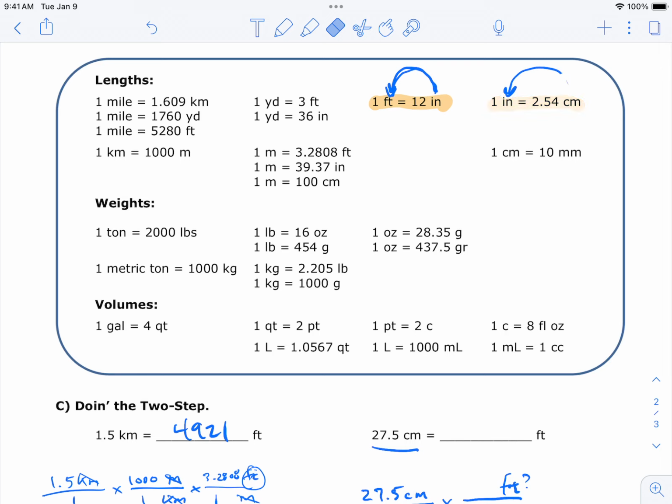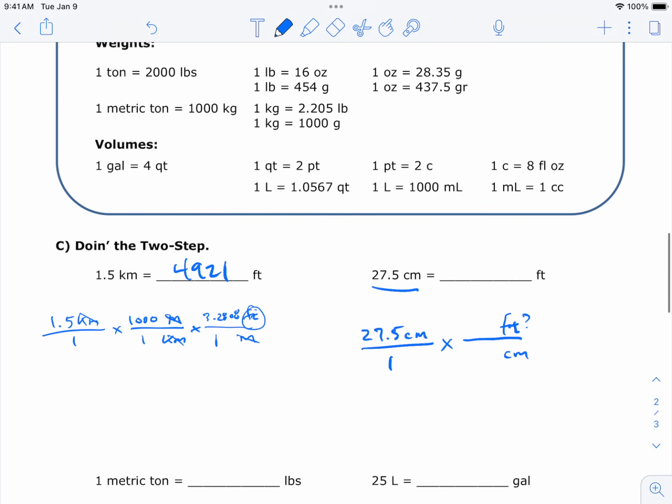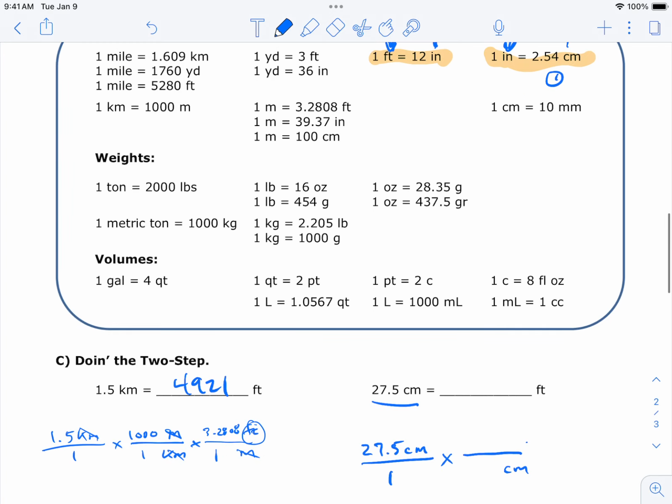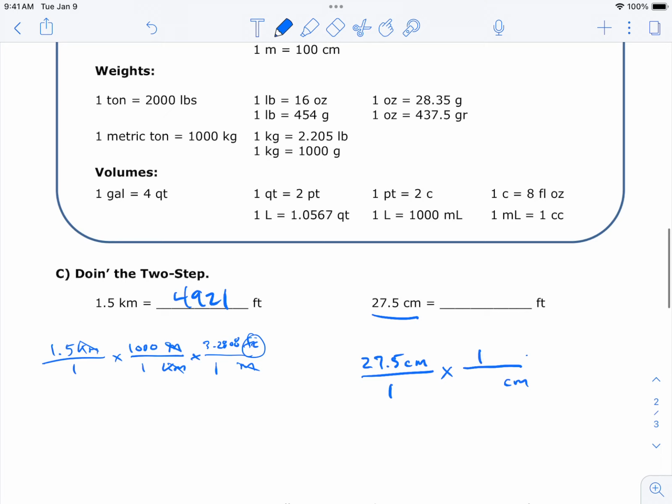I'm going to go from centimeters to inches there, and then I'll go from inches to feet there. So no, I can't go straight to feet. Erase that. So the first thing I'm going to do, I have to start with centimeters, of course. So I'm starting over here. I'm saying 1 inch is 2.54 centimeters. 1 inch is 2.54 centimeters.